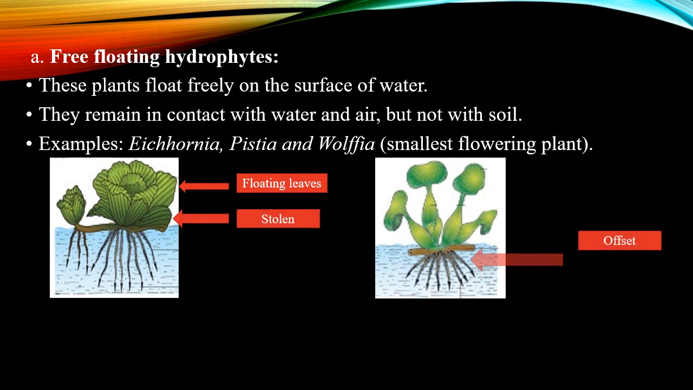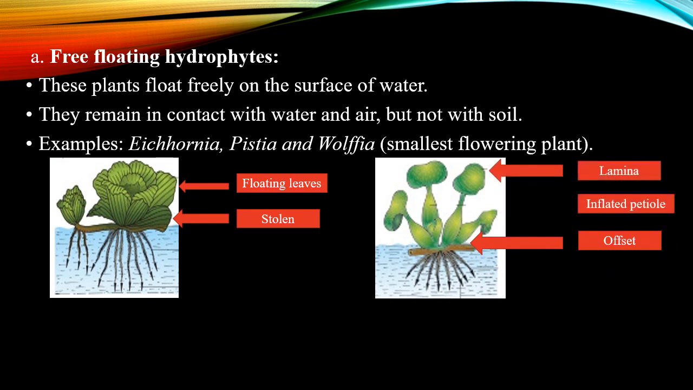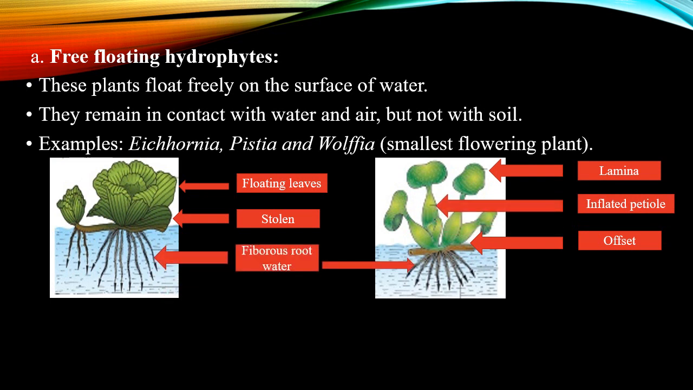In some plants, the leaves are modified into lamina which is attached to an inflated petiole. They have fibrous roots. The roots are covered with root pockets so that they can be protected from any injury.